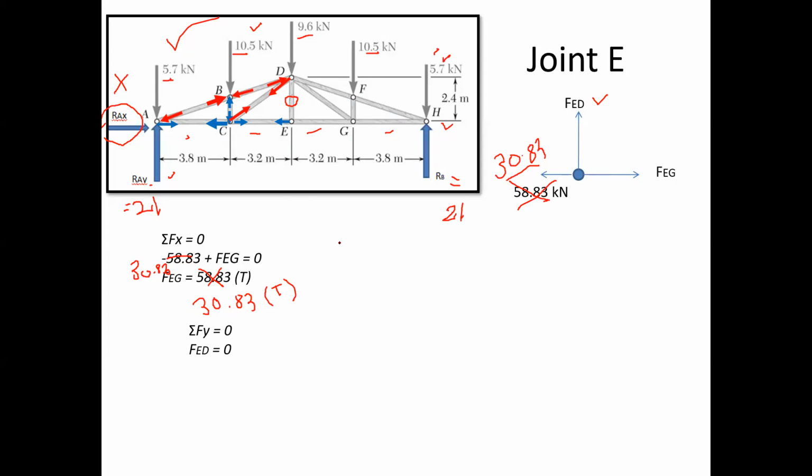Hence, it is not necessary to calculate the remaining member forces. So exactly 50% part of the truss we have solved. So the remaining 50% part will be the same as it is. It will be the same. Okay. So it is not necessary to calculate once again. So I hope you have understood this example now.